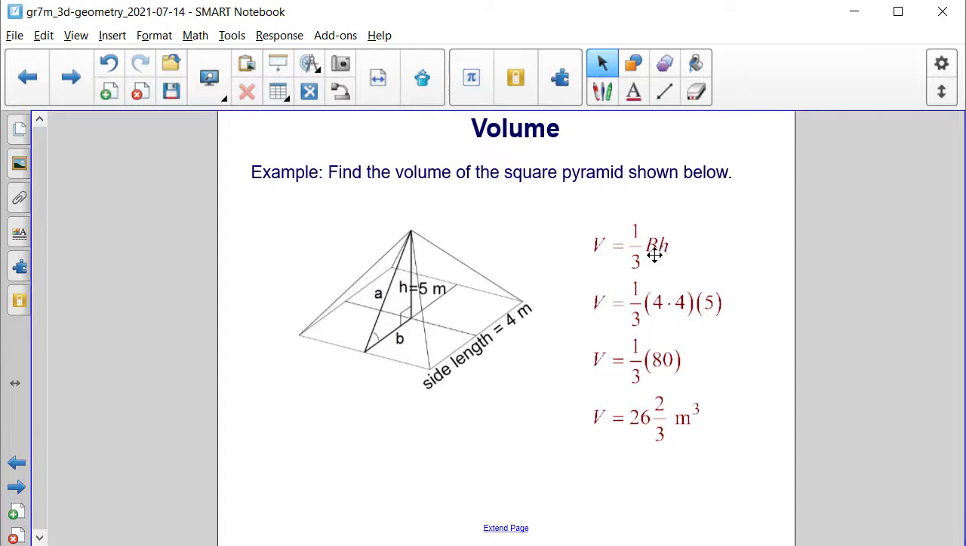And here's the solution to the example problem that we just worked out. The volume of the square base pyramid is 1/3 area of the base times the height, and our base is a square that has side lengths of 4 meters on each side, and its height is 5 meters. And if we multiply 4 times 4 times 5, we get 80, and 1/3 of 80 is 26 and 2/3 cubic meters.